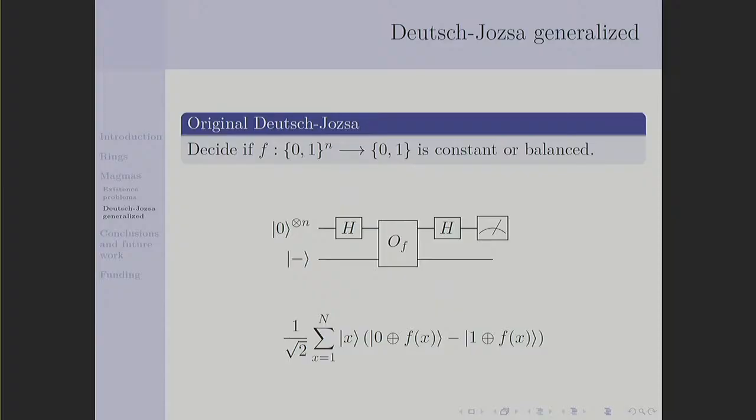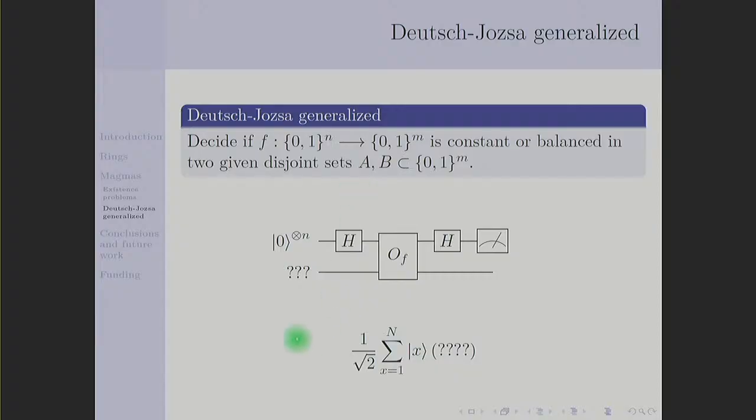And the point of the solution is that we are going to sum the result of the function to the minus state, so that if the function is 0, the minus state remains the same, but if the result is 1, then it flips sign. That's the only thing that you need in order to make the trick work. So the generalization that we faced naturally through the other solutions was this. What if the function is not constant or balanced between two values, but between two sets? Then which state should I put here in order to make the trick work again?